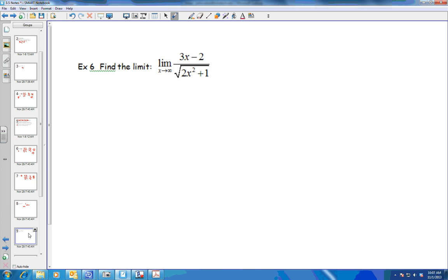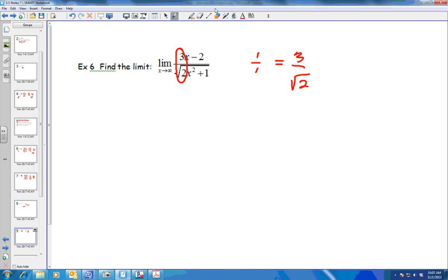All right. Now, this one's a little different. Let's compare our degrees. The degree of my numerator is 1, and you have to be careful. The degree of my denominator, this is x squared, but it's the square root of x squared. So that's actually x to the first. So I know it's maybe hard to see, but my degrees are actually the same there. So if my degrees are the same, that's rule number 2, and it says take the ratio of the leading coefficients. So my answer here would be 3 over the square root of 2.